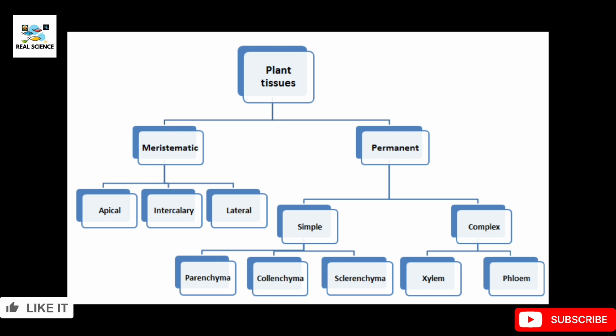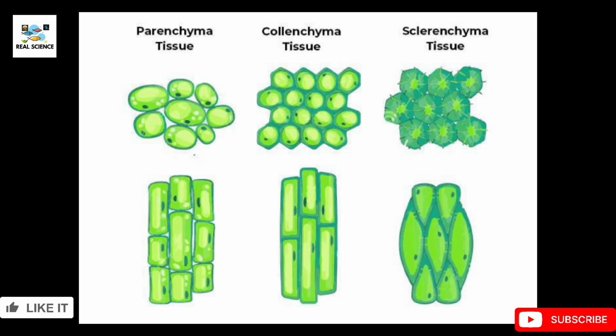Let's go towards the permanent tissues of plants now. These are of two types, simple permanent tissues and complex permanent tissues. The simple permanent tissues are of three kinds, parenchyma, collenchyma and sclerenchyma, while the complex permanent tissues are of two types, xylem and phloem. So let's see parenchyma.